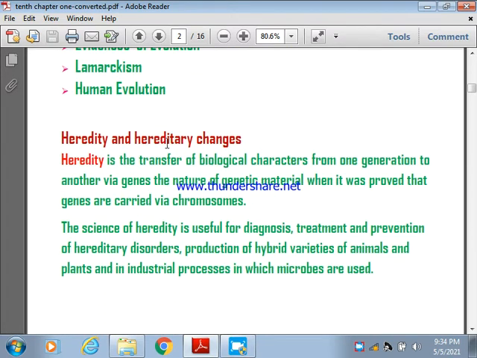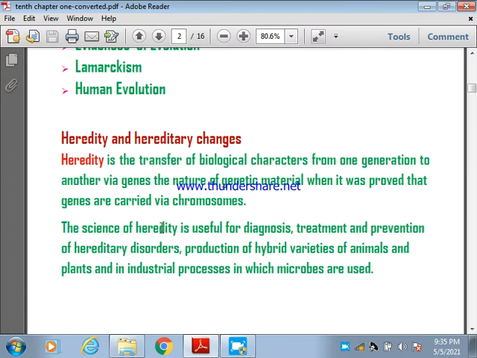Now, heredity and hereditary change. Heredity is the transfer of biological characters from one generation to another via genes. The nature of genetic material was understood when it was proved that genes are carried via chromosomes. Means in heredity, biological characters are transferred from one generation to the next through the genes.